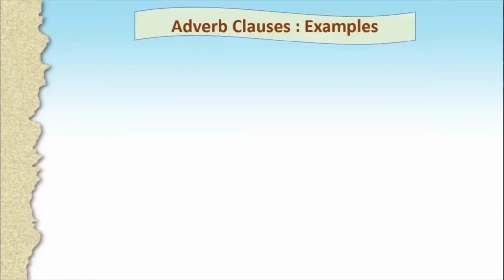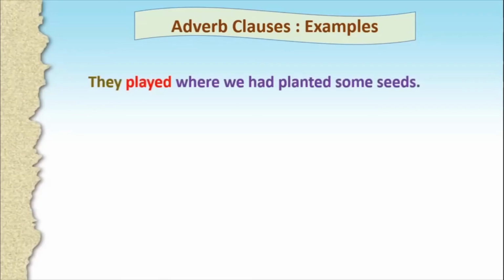Okay? So let us look at some examples of adverb clauses in a very interesting manner. We will break down the examples and try to understand them. So, they played where we had planted some seeds. Okay? So you had planted some seeds and you were waiting for the seeds to grow, but they went and they played over there. So we are not bothered about what happened later. We are only bothered about they played.